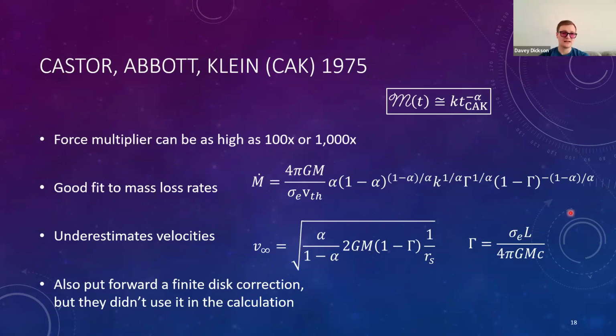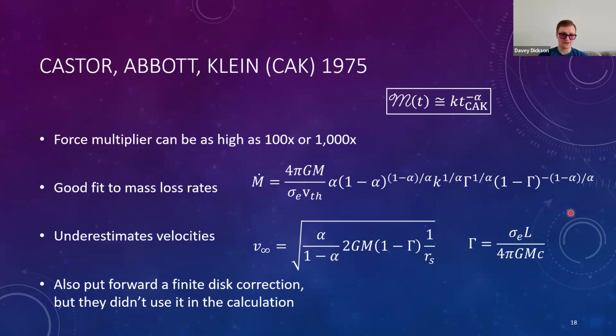All right. So they found, of course, force multipliers much higher, which will lead to higher mass loss rate than we previously saw with the Lucy-Solomon model. And that was a much better fit, at least to first order, with observations. However, they did fail to get a good fit to observations in terms of velocity. The terminal velocity fit that they had has a lot of room for improvement, as we'll discuss in the next few slides as people built on this model.